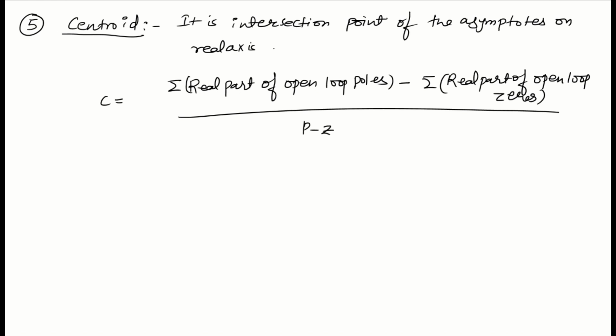To calculate the value of C, it is a coordinate on the real axis. So let me again write it: the centroid is always real, so this is a coordinate on the real axis. To calculate this coordinate, we add all the real parts of the open loop poles, and we add all the real parts of the open loop zeros. Then we subtract these two values and divide by p minus z. That is how we calculate the centroid. We will take a few examples later on to discuss how to calculate these values, the centroid, angle of asymptotes, etc.